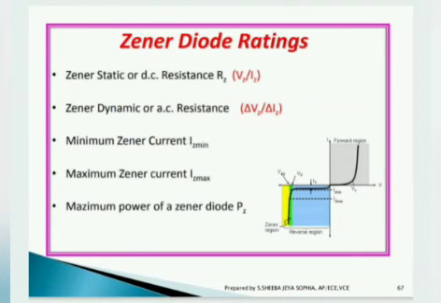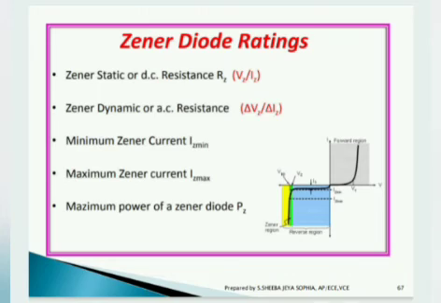Regarding the Zener diode ratings, there are some rating parameters like Zener static or DC resistance, Vz by Iz, which is equal to Rz, and Zener dynamic or AC resistance, that is del Vz by del Iz, that is del Rz, and minimum Zener current, Iz minimum, maximum Zener current, Iz maximum, and maximum power of the Zener diode, Pz. All are marked in the VI characteristics diagram that is shown here.